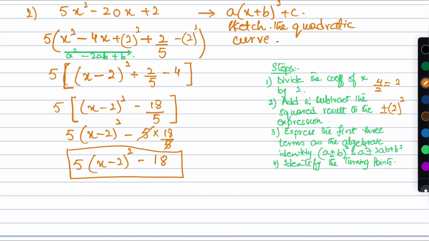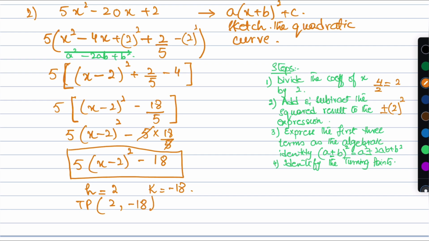After that, I can get the turning point, and for the turning point, we know that we have to equate the squared bracket to 0. Just remember, when we are getting the x coordinate of the turning point, simply change the sign of the bracket, so that if h is the x coordinate of the turning point, then h here is equal to 2, and the constant in the equation will be representing the y coordinate of the turning point. So I have the turning point coordinates as 2 and negative 18.